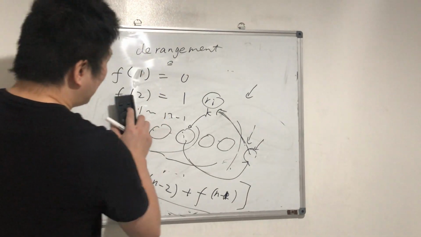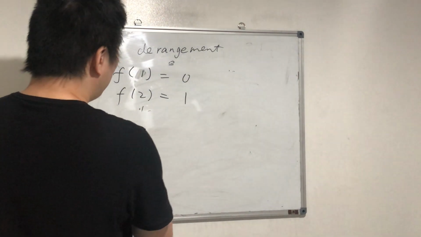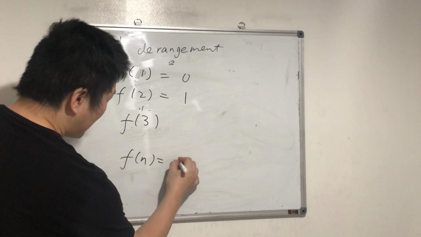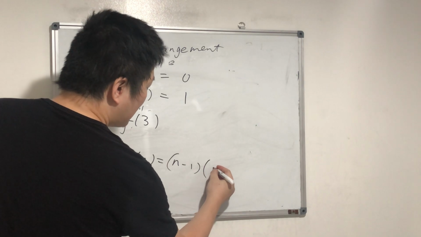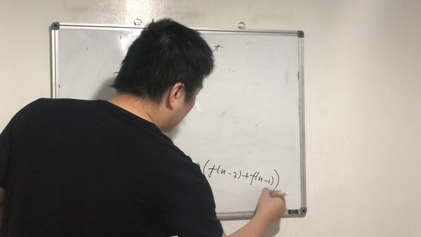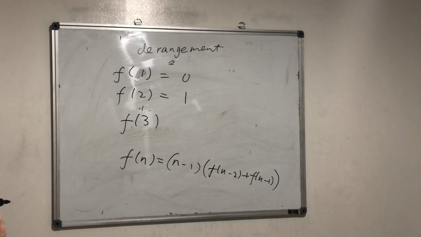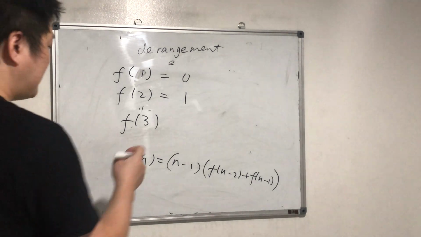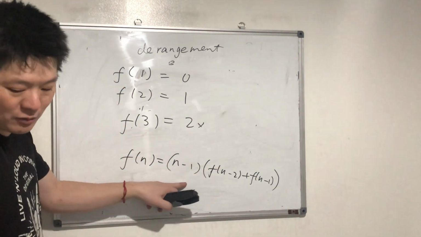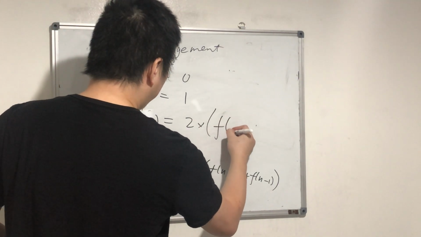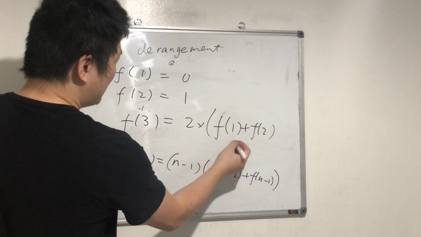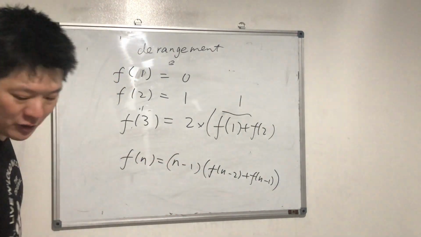Okay, so let's see if this works. So f3. Let's see, f n equals n minus 1 times f n minus 2 plus f n minus 1, right? So let's see, f3 equals what? Equals 2 times 3 minus 1, 2, times f1 plus f2. f1 is 0, f2 is 1. So that will be 1. So f3 will be 2.